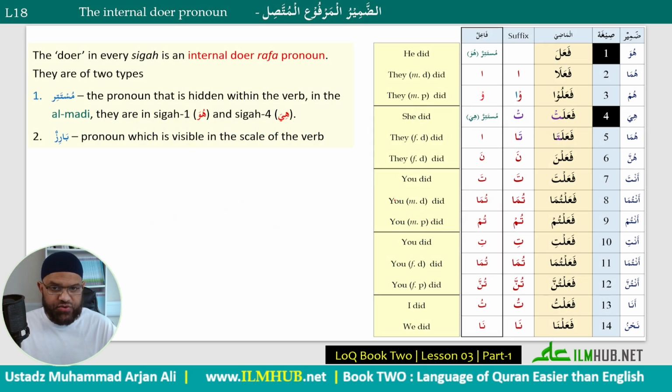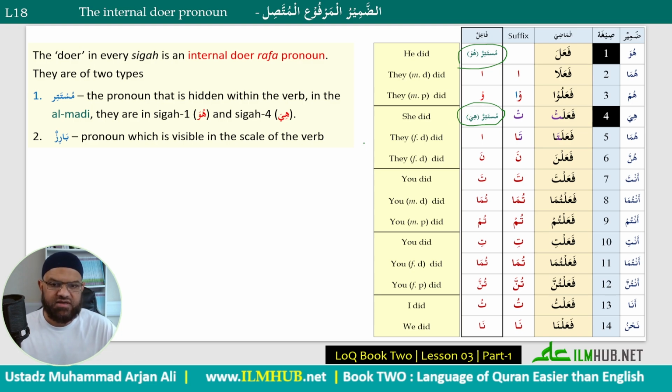The internal doer pronoun mentioned in the previous lesson in detail can be of two types. Either it is mustatir, and again, I'm sure you can now recall that I went through this in detail. So it is either number 1 or number 4. Why is it called mustatir? Because there is nothing there in the scale of the verb that has an indication that it is the doer. In all the others, you will see there are some letters which represent the pronoun, and therefore it is the rafa pronoun. That is the first point.